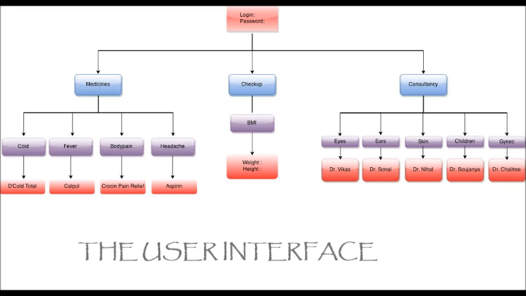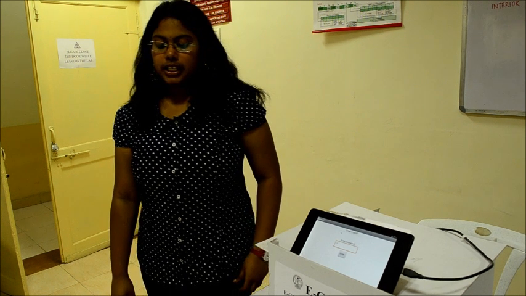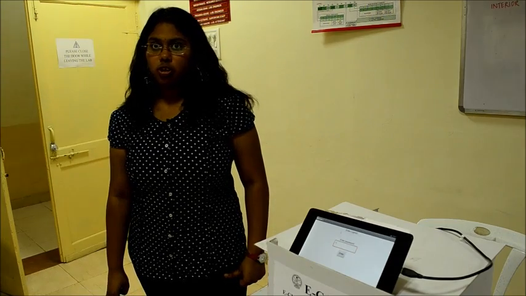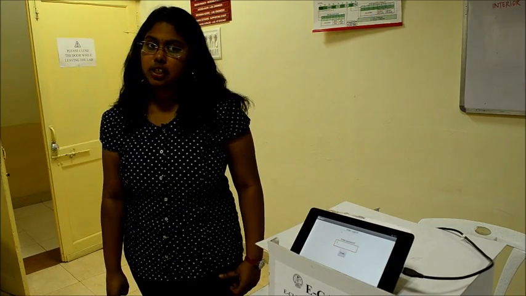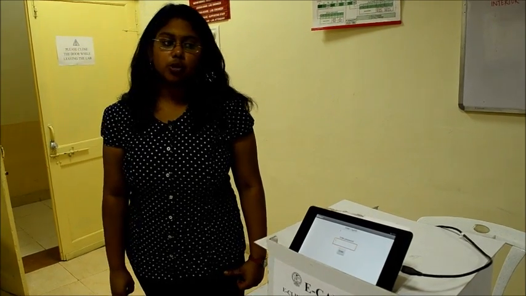If the user wants some general checkup, then he can proceed with the checkup option where he can find out his BMI by entering his height and weight. Else, if the user wants any consultancy, he can select the type of consultancy he wants from the available options. It is assumed that the user is registered already in the database, hence his details are already with us. Now I will show a demo of the operation.